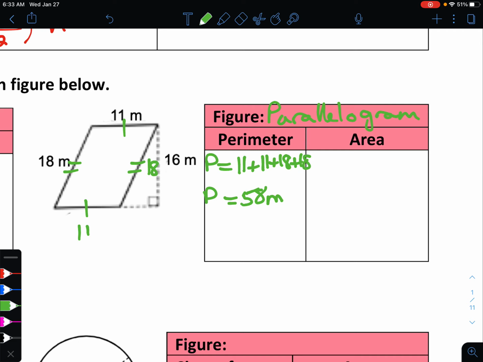As for our area, remember for a parallelogram, your area is equal to your base multiplied by your height. So in this case, our base is 11 multiplied by our height is 16. And when we multiply those numbers together, we get 176. And our label is meters squared. So whenever you are finding the area, your label becomes squared. In fact, I think I left that off, so let me go back to the square and make sure that for area that says 64 feet squared.